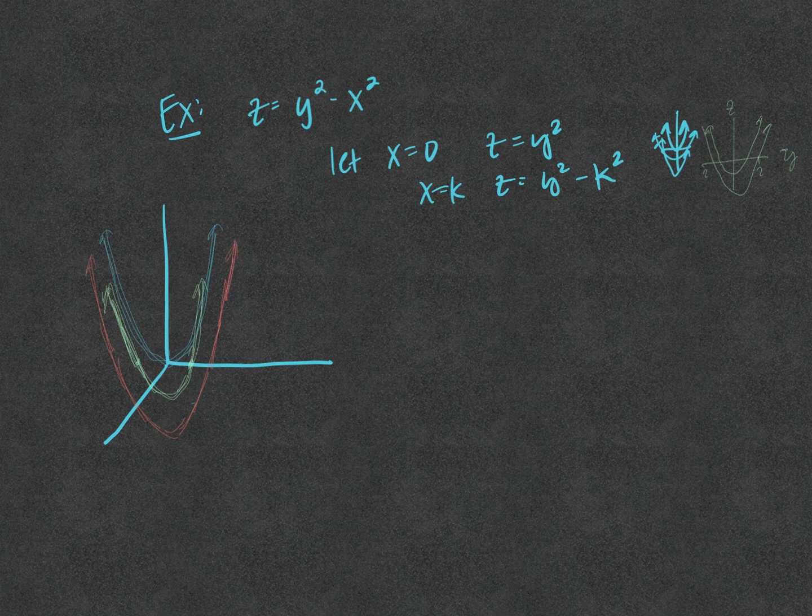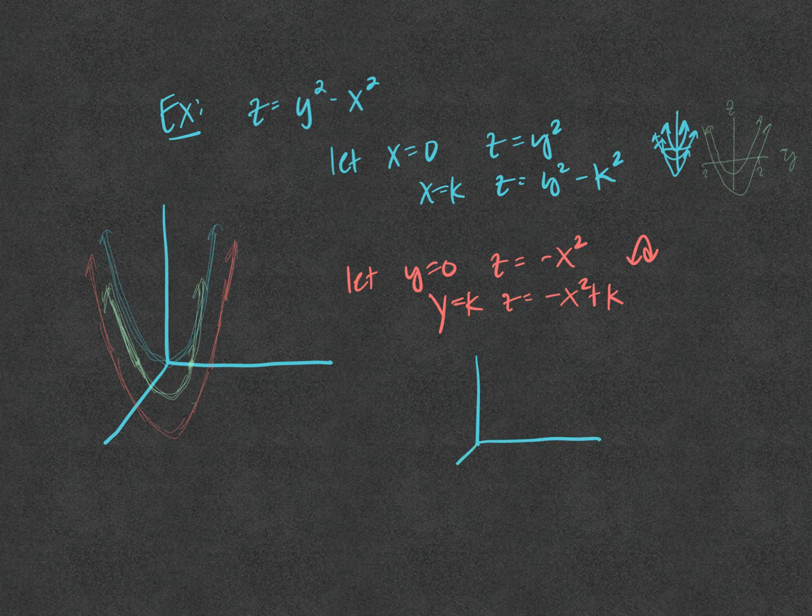All right, now let's talk about if we let y equal 0, then z equals -x squared, which is an upside down parabola. And it's going to follow similar patterns, but we're going to look at it carefully. So this means y equals k, so z equals -x squared plus k. So if you think about that upside down parabola moving up and down, I'm going to draw it separately over here.